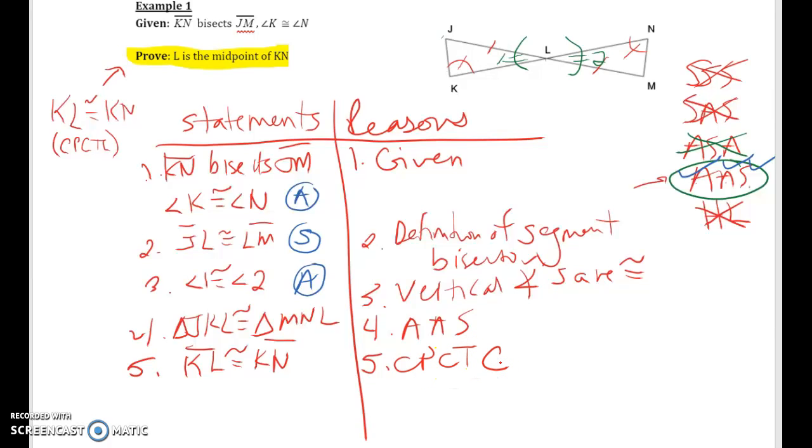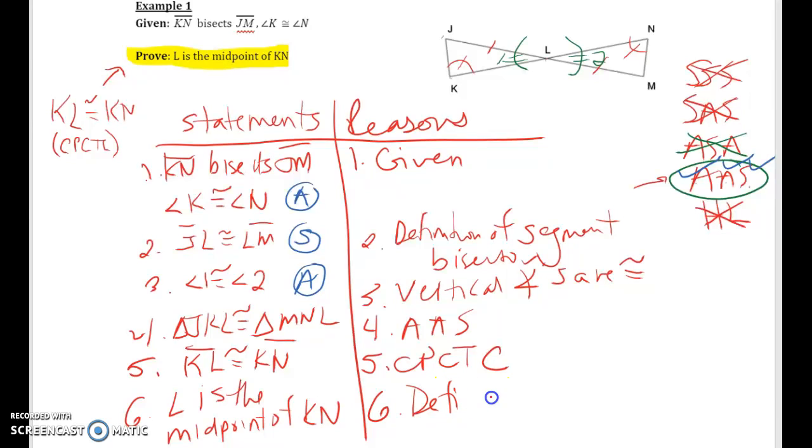And since I've now demonstrated that KL is congruent to LN, I have proven that L must be a midpoint of KN. Because what does a midpoint do? It divides a segment into two congruent halves. Well, I've shown that KL and LN are two congruent halves, so that is the definition of a midpoint. And that's it for this proof.